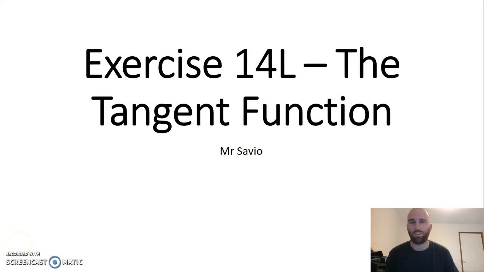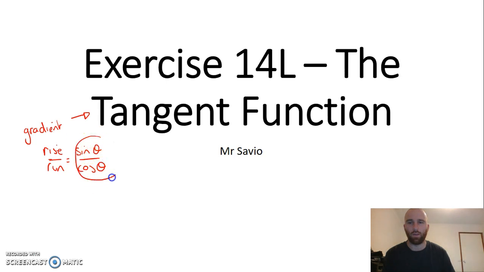We're dealing with the tangent function at the moment. We've graphed sine and cos, and now we're graphing the tangent function. Remember that the tangent function represents the gradient of both our sine and cos. Our gradient is rise over run, and this becomes sine theta over cos theta. We need to get that formula in our mind to see what the tan function looks like.